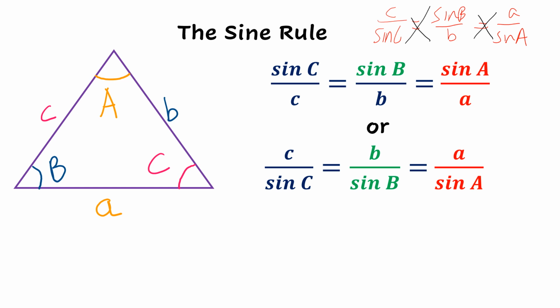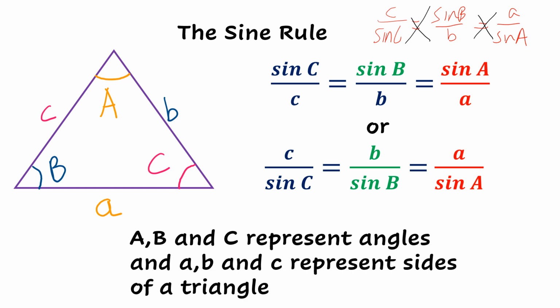So the uppercase A, B, C will represent the angles in the triangle, and the lowercase a, b, c will represent the sides of a triangle. So we need to get this concept correct so that we can apply the formula correctly and effectively.